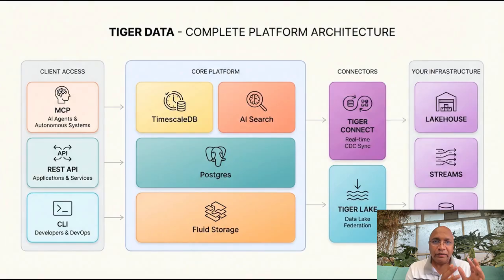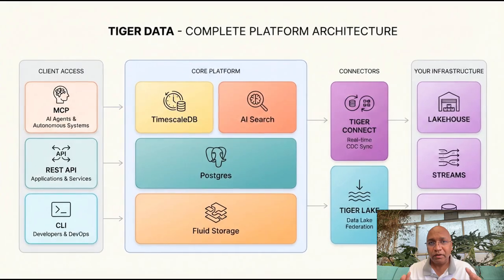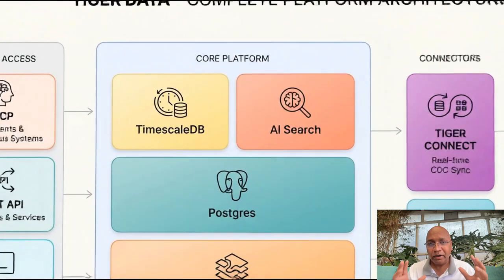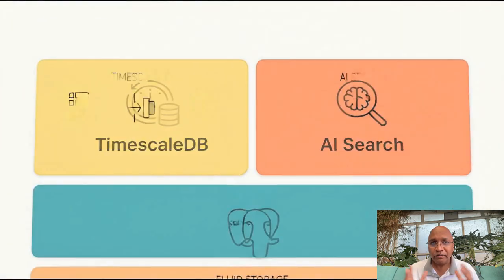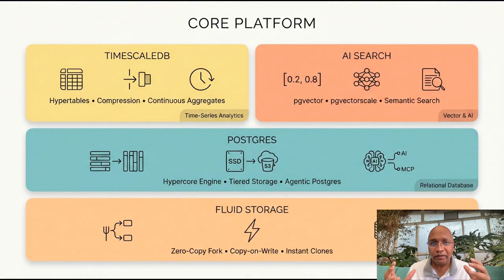So on the left-hand side, you can see that you can access Tiger Data through MCP, through APIs, or the CLI, right? And on the right-hand side, you will see that you can connect your infrastructure using Tiger Connect or Tiger Lake. But today, I'm going to focus heavily on the core platform because that's really where the majority of the action is. So let's look into each one of these pieces inside the platform.